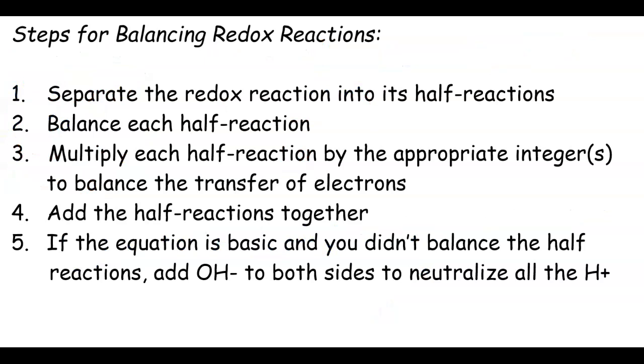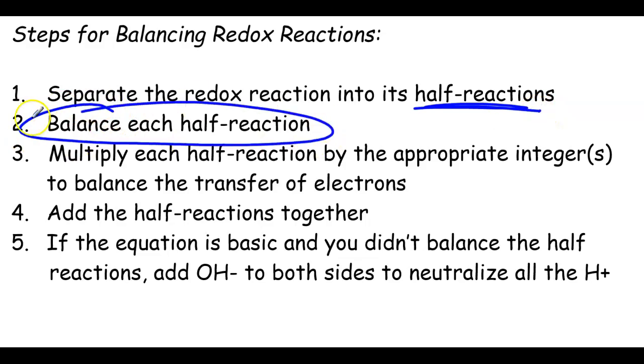Okay, so steps for balancing redox reactions when everything's together. All of those were half reactions, right? So now we're going to be looking at what happens when you have the full redox together. It's essentially going to be the exact same thing, except it's going to take you a little longer because you're going to have to separate it into the half reactions first. So the first thing you would do is write out the half reactions. Then we balance the half reactions the way we just learned.